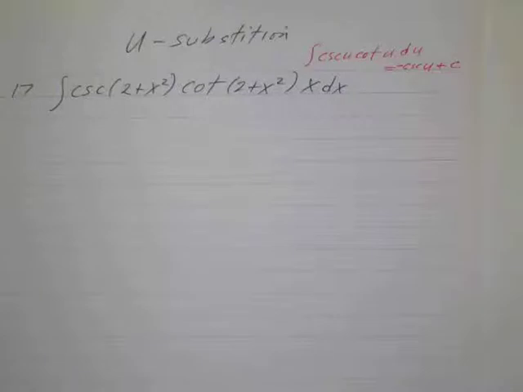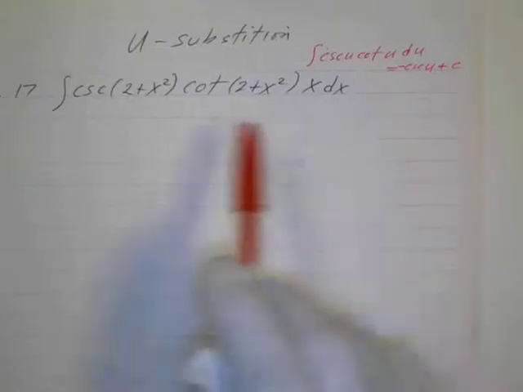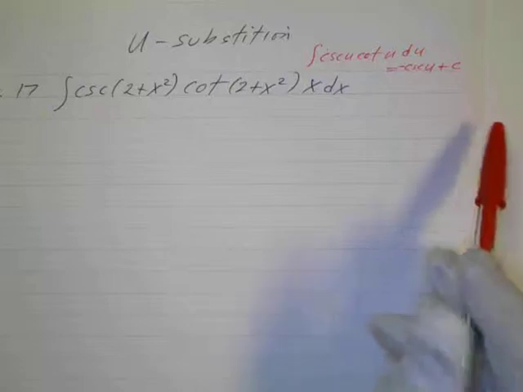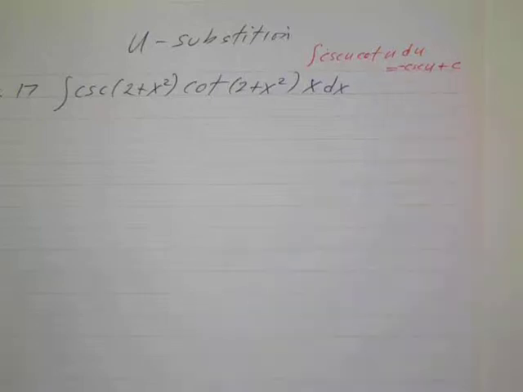Okay, here's number 17 from the example problems for the Larson worksheet. And this is the integral of cosecant of (2 plus x squared) times cotangent of (2 plus x squared) times x dx. And we're going to try to identify this form from what we see on page 332, and this looks like it's going to be something like cosecant u cotangent u du. And we know the antiderivative of that is negative cosecant of u plus c.